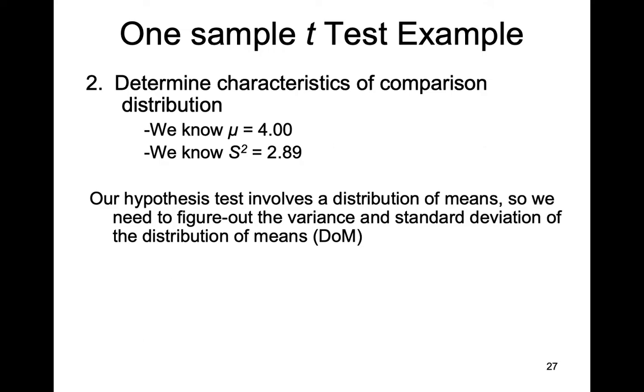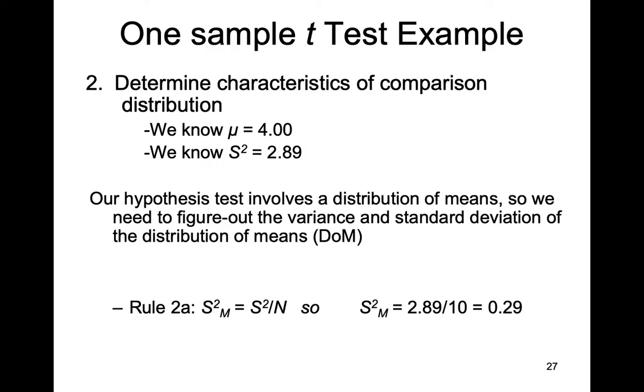All right. So, substituting into our two formulas, we can determine that the variance of the distribution of means is 0.29. I just got that by dividing our estimate of population variance, 2.89, by 10. And then we can figure out that the standard error is 0.54, which is just the square root of the variance. So, calculations that we should be familiar with.